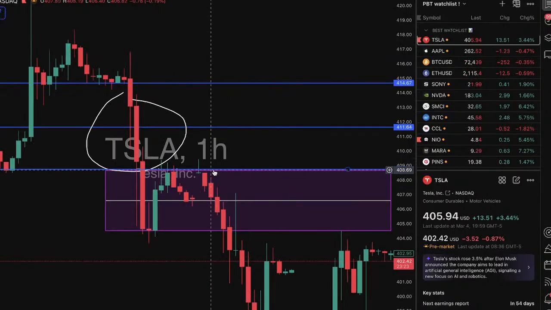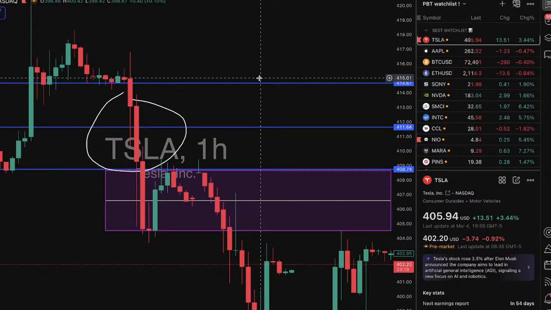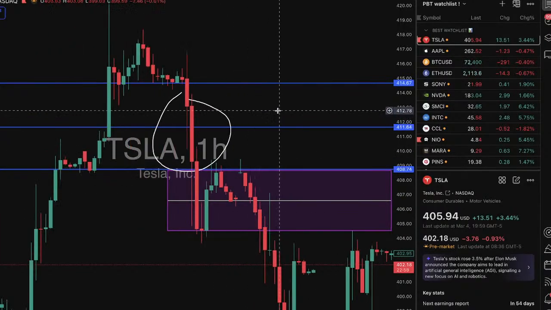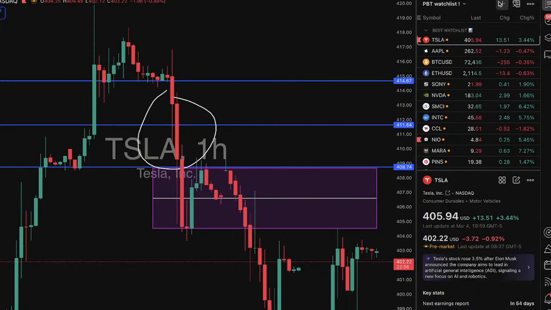So above that 408, I want to see up to that 414, which I probably should write down. Hold on, give me a second. I'm pulling up my notebook here. Let's see if we can get a nice little entry play on this for today. What is that? Tesla. So yeah, it looks good. We got a nice little empty space pocket. So clear gap down, empty space above us.